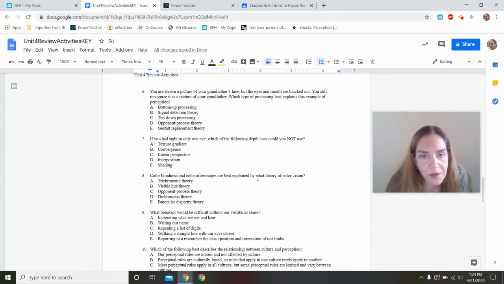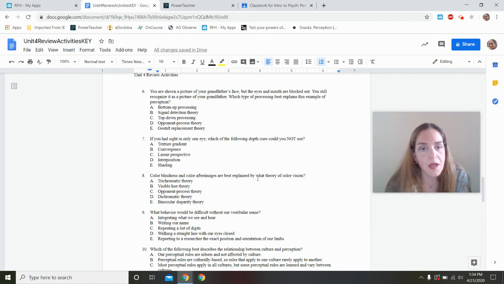You're shown a picture of your grandfather's face, but the eyes and mouth are blocked out. You still recognize it as a picture of your grandfather. Which type of processing best explains this example of perception? Bottom-up processing, signal detection theory, top-down processing, opponent process theory, or Gestalt replacement theory?